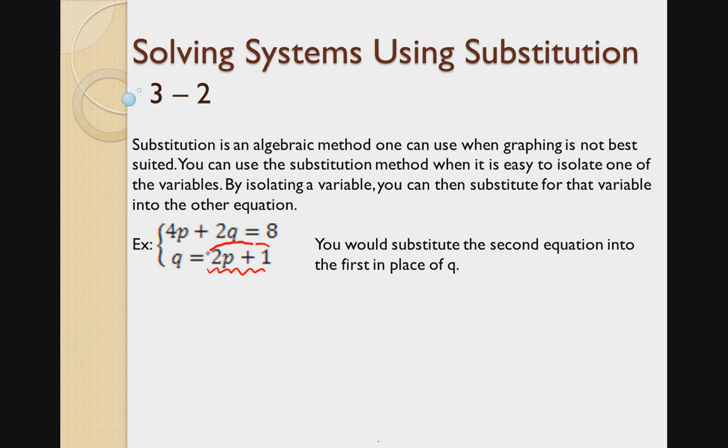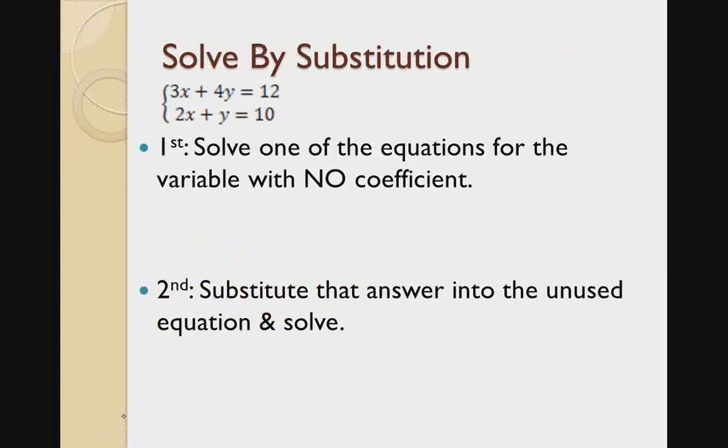Like on this one, you can take 2p plus 1 and plug it in for q, since it's what q equals. So that it would look like this: 4p plus 2 times (2p plus 1) equals 8. So I plugged in what q was. So we substituted the second equation into the first in place of q, so that now we only have one variable to solve for instead of two. Let's look at how to do this.